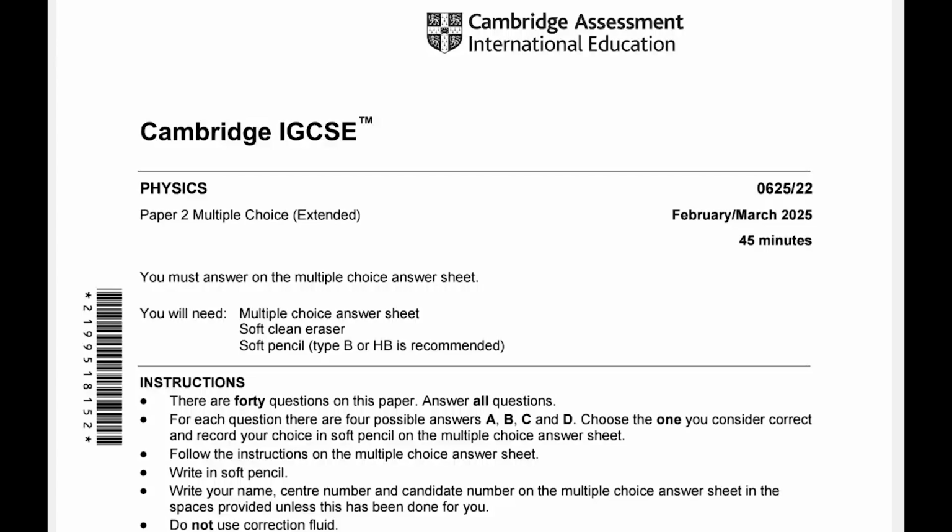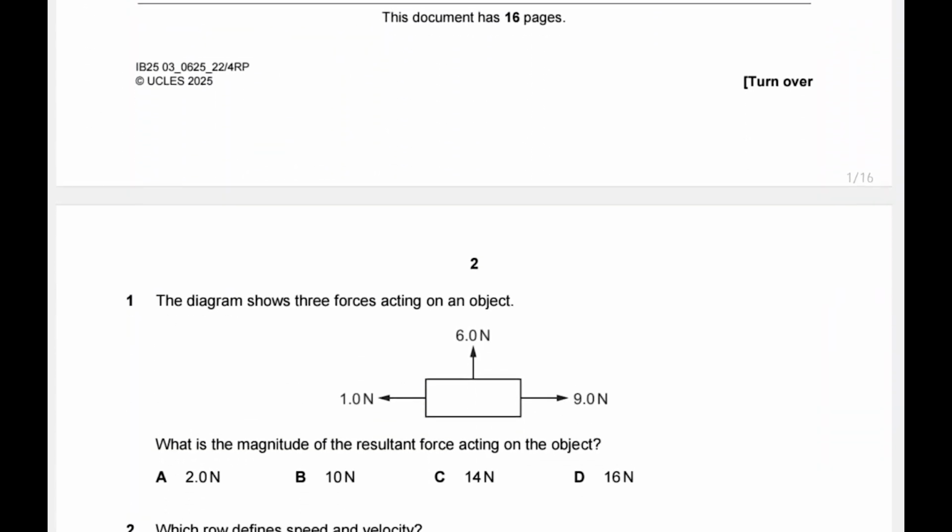So today I'm going to discuss the Physics IGCSE Paper 2, which is the extended multiple choice from February-March 2025, and I'm taking component 2. Okay, let's start. Question number 1.